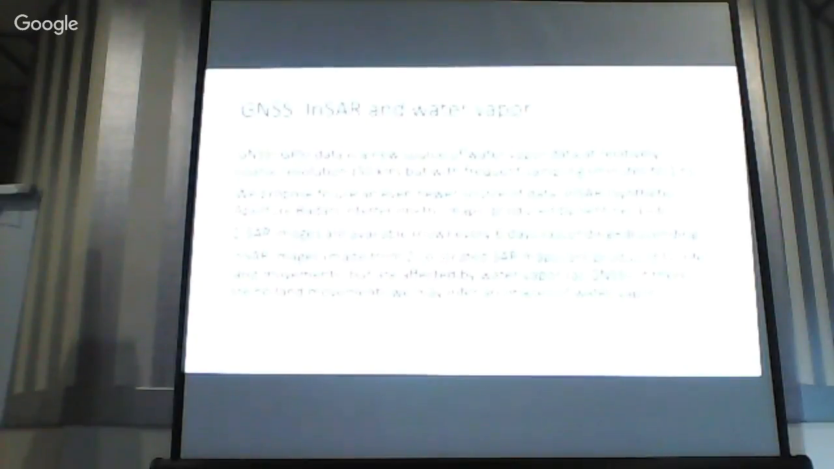At this time, these SAR images are available every 6 days. Every 6 days we have 2 images at this moment. And from these images we can produce differential images by interferometry, which can be interpreted as water vapor fields.